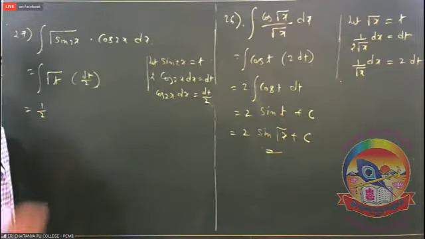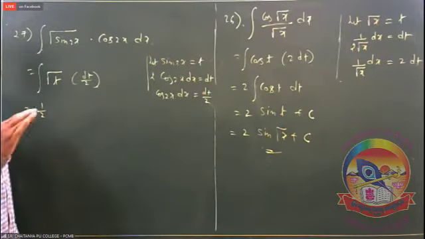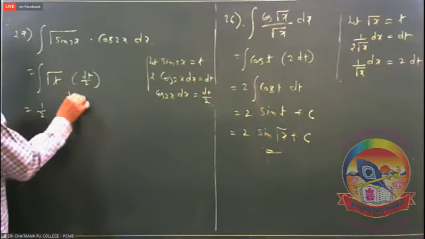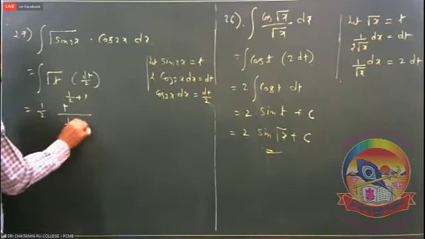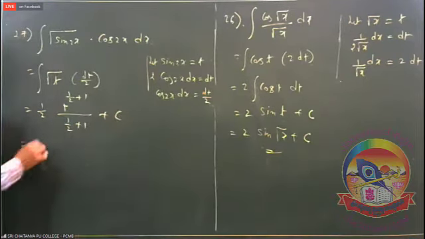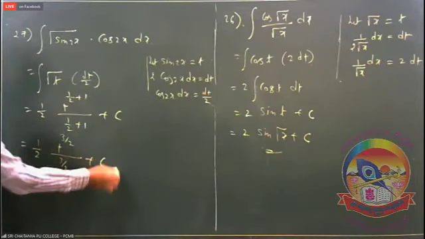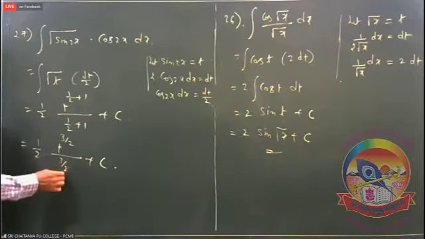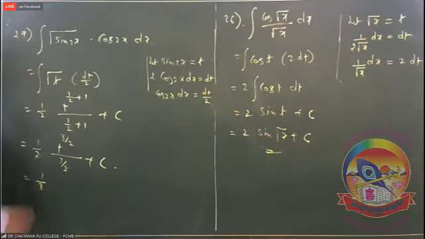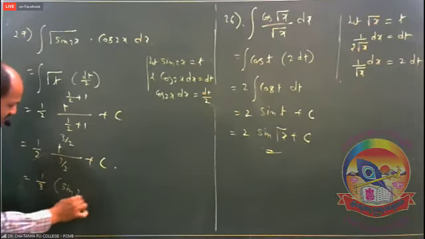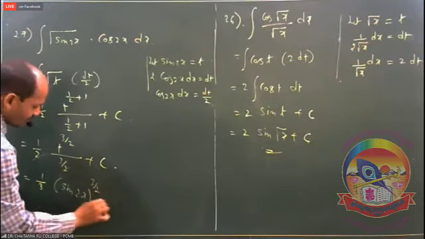Integral of t power 1 by 2. Using the integral of x power n form, that is x power n plus 1 by n plus 1. So t power 1 by 2 plus 1 divided by 1 by 2 plus 1. It is 1 by 2 times t power 3 by 2 divided by 3 by 2. The 2 cancels, so it is 1 by 3. T means sin 2x, so sin 2x whole power 3 by 2 plus c.